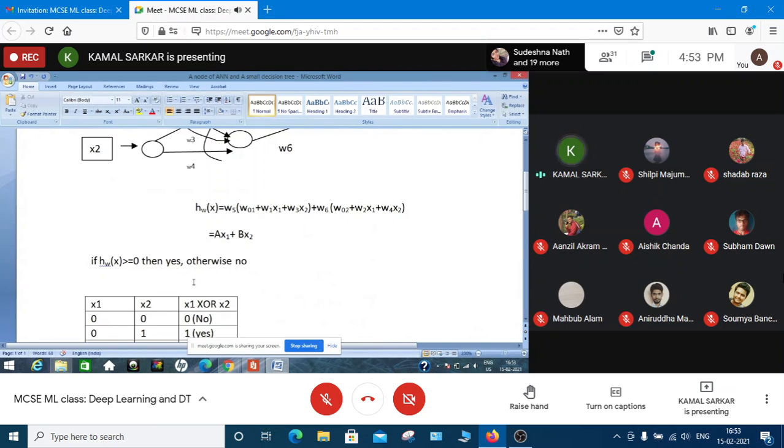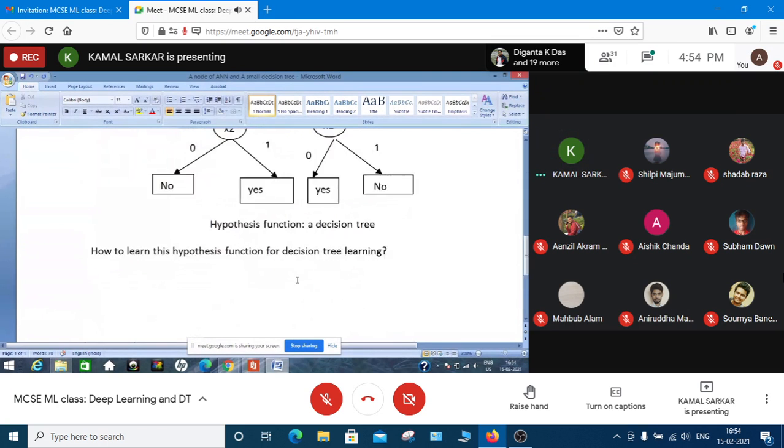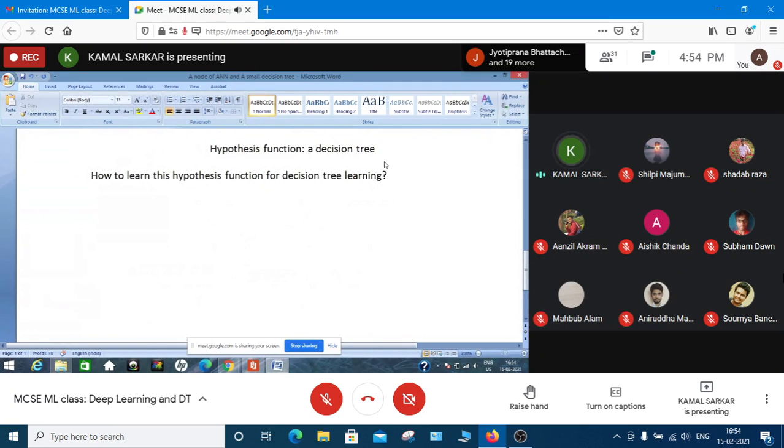But if the question is put here, how to learn the hypothesis function for NN, what is the answer? Back propagation, the BP algorithm. This is the answer. And how to learn the hypothesis function of a decision tree is given by the ID3 algorithm. That is not yet discussed, but I am trying to make the idea clear, what we are going to do actually.